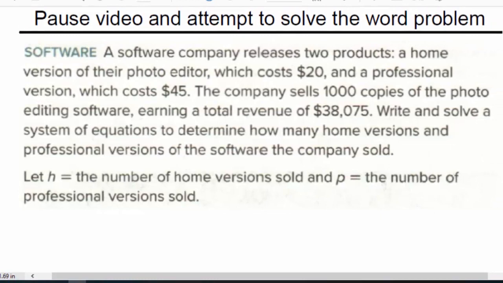Okay, for this next example, this next word problem, if you want, go ahead and pause the video and attempt to solve it, and then restart it, and I'll show you how to solve it.